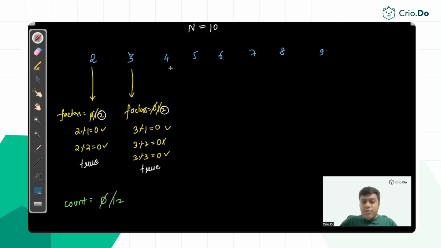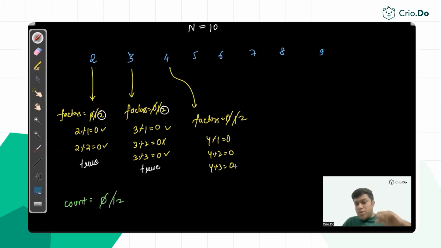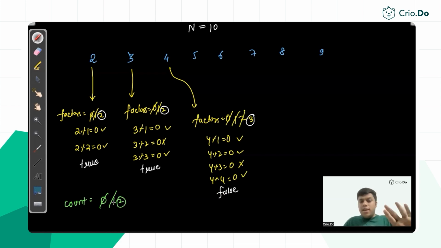What about 4? For 4, initially the number of factors is 0. For modulus 1, is it 0? Yes. So number of factors plus plus. For modulus 2, is it 0? Yes. Number of factors plus plus again. For modulus 3, is it 0? No. So we do not increase the number of factors. But as soon as I go to 4 modulus 4, the number of factors becomes 3. That is, it becomes more than 2, and so it is not a prime number. And if it is not a prime number, we will not increase the count. So the number of prime numbers till 4 is only 2.